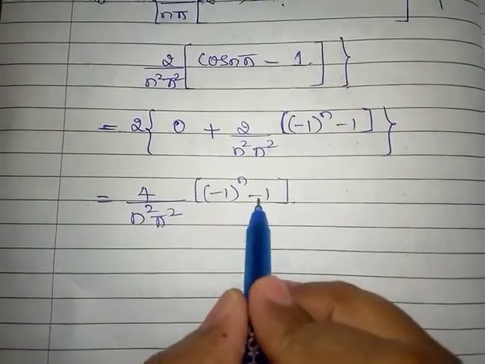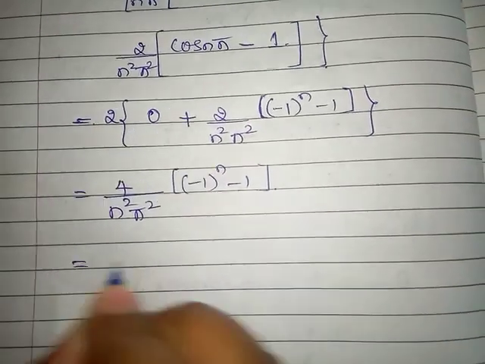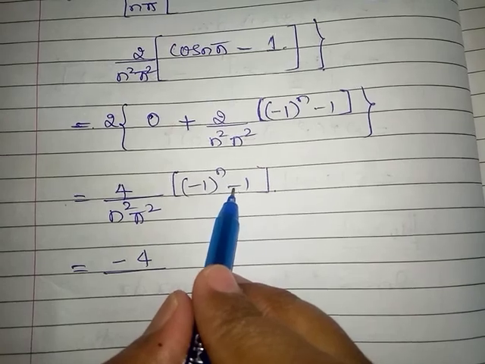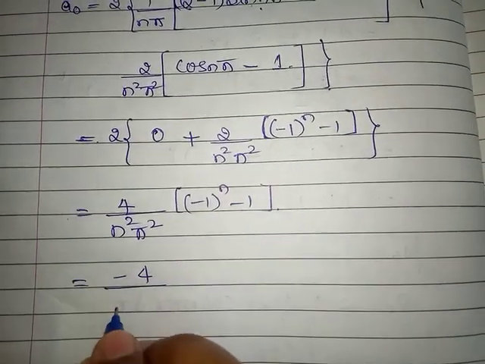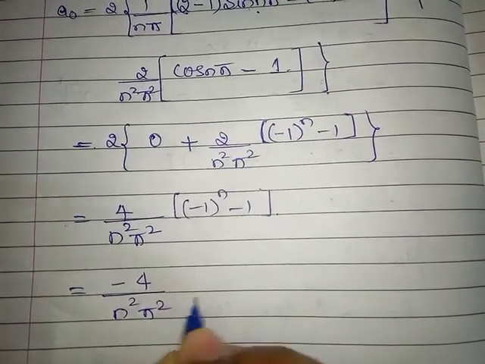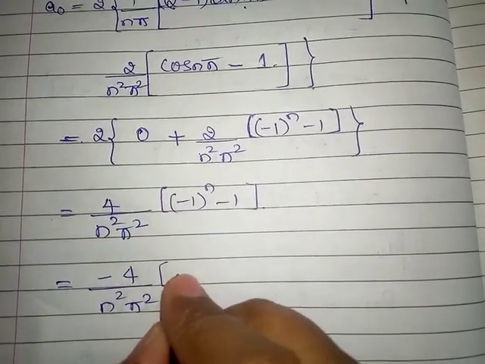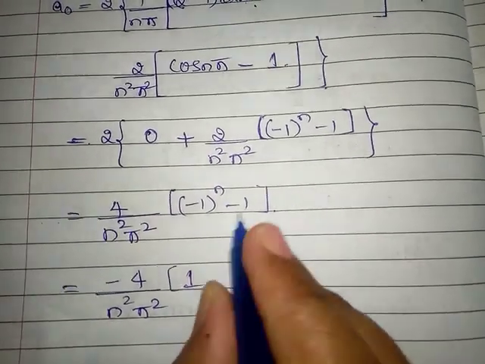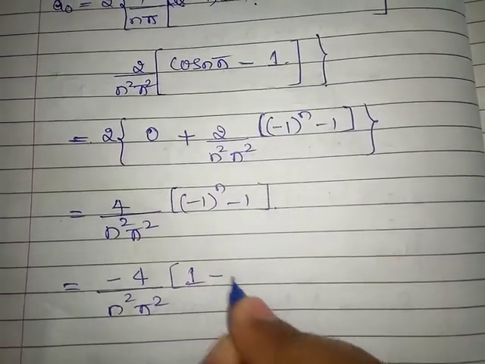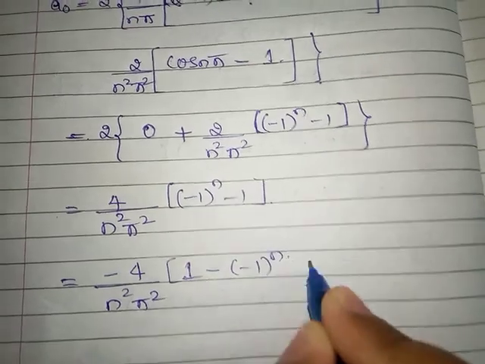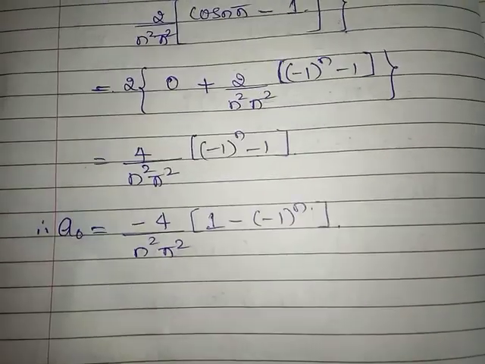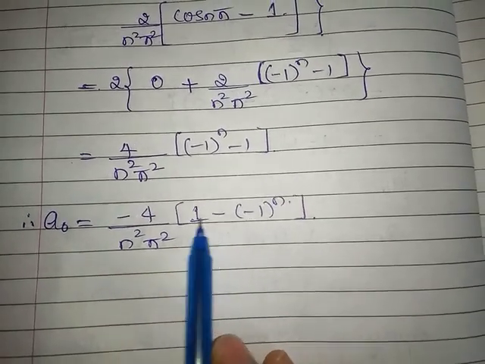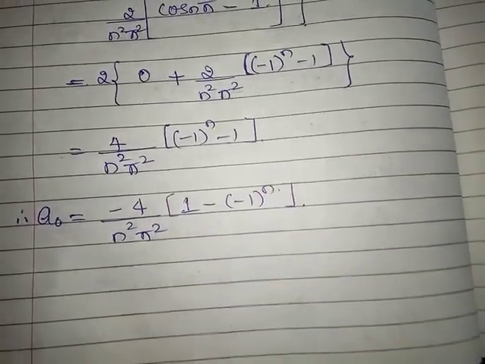We will take this negative sign outside, it will be minus 4 divided by n square pi square. I will take minus sign common, because I have to write the constant term first, the term containing the power n next, it will be 1 minus of minus 1 raised to n. Therefore an is equal to what? Minus 4 divided by n square pi square into 1 minus of minus 1 raised to n.